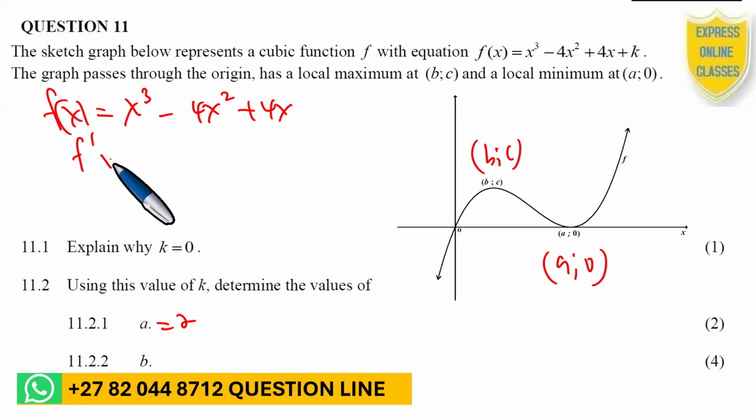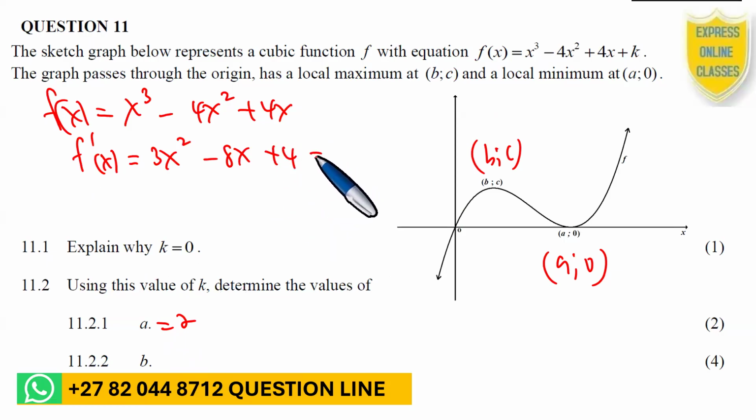We find the first derivative, giving us 3x squared minus 8x plus 4. At b, therefore, obviously, we have the turning point, meaning the derivative equals zero there, because it is the derivative of a tangent at the point. And right now, you will get the following.